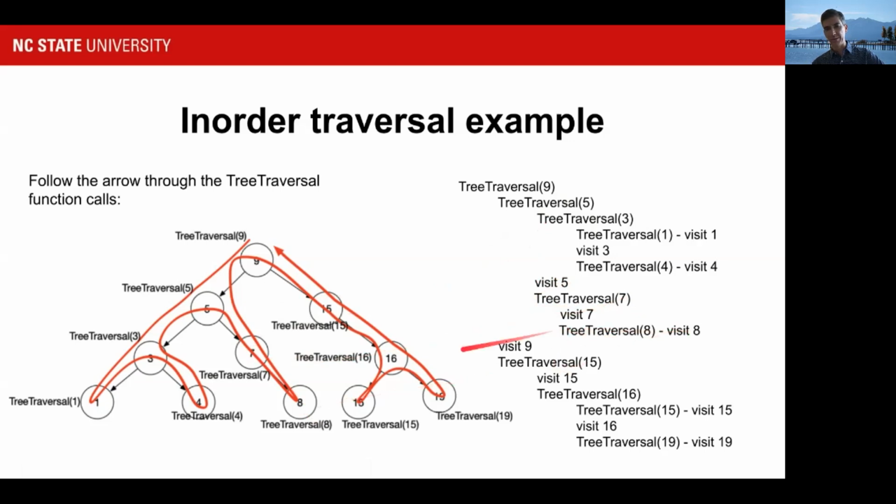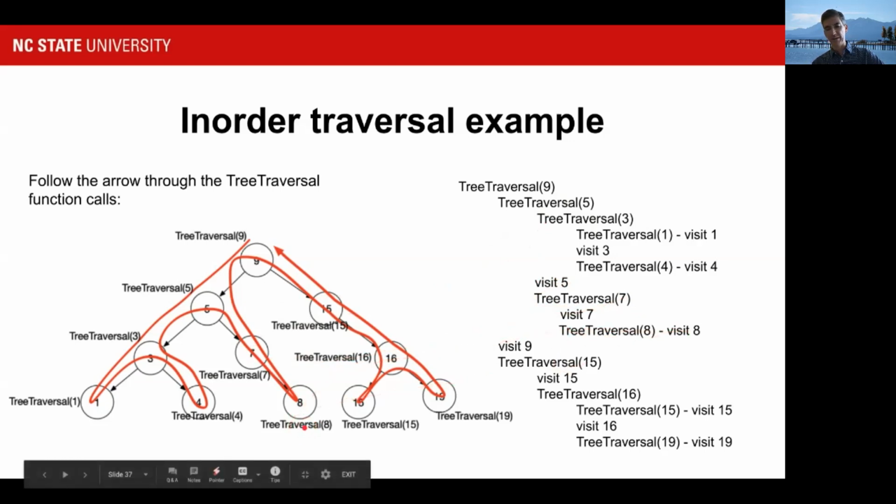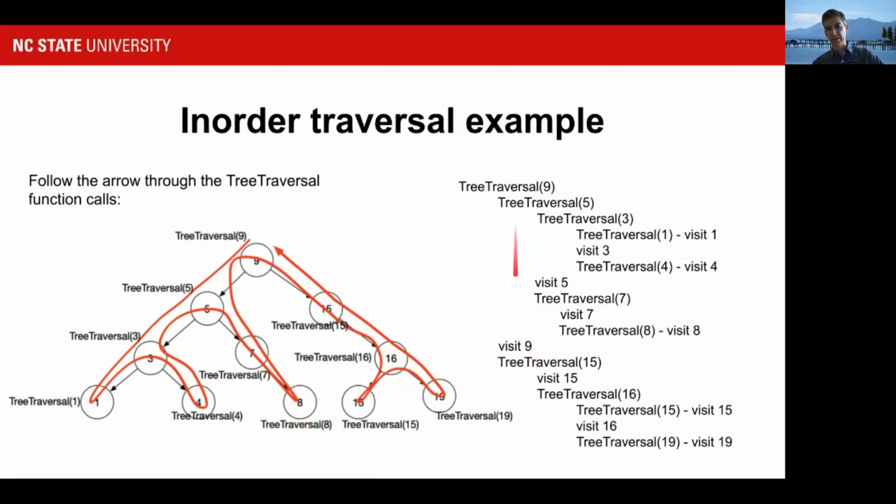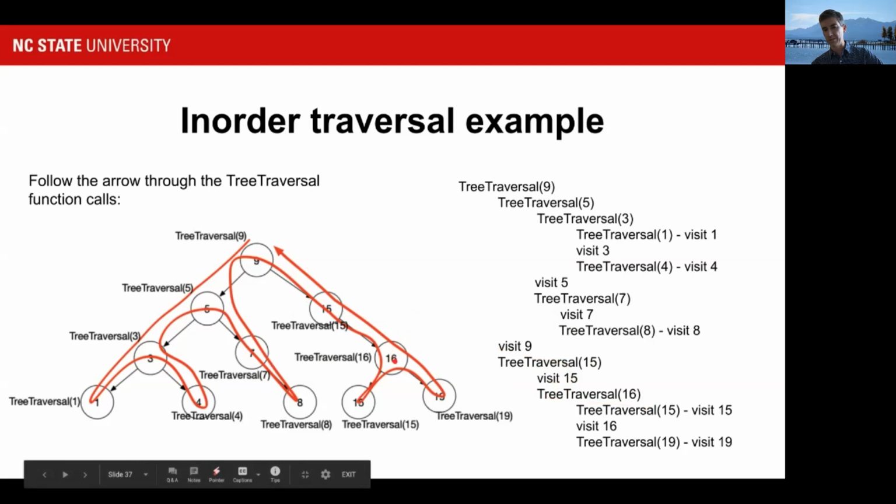Okay, so visit 8 would happen. Since 8 doesn't have any children, it would quickly return back to 9. Now we finally made it to the middle of the tree, and there's nothing left to do on the left side, so we visit 9. And then we call tree traversal on 15. 15 has no left child, so we immediately visit 15 and then call tree traversal on 16. 16 would call tree traversal on 15 first, then we would visit 16, then we'd call tree traversal on 19.